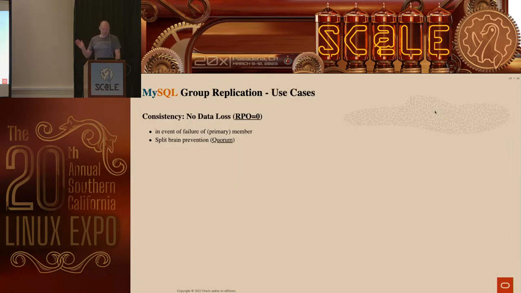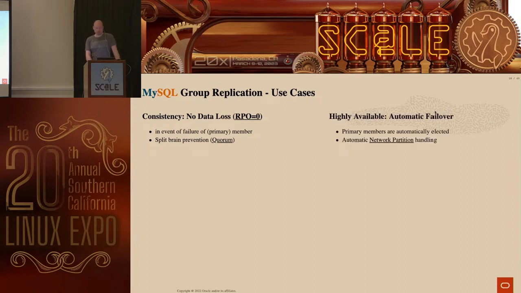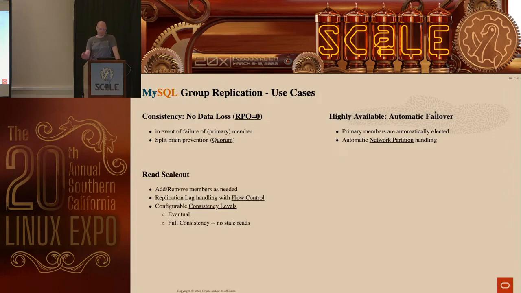So to reiterate quickly, no data loss within group replication, so RPO 0. Automatic failover, network partitions are handled. So you can do read scale out with this. You can add up to 9 members within a group.